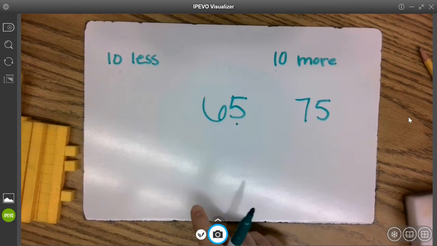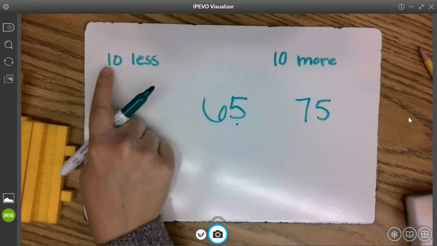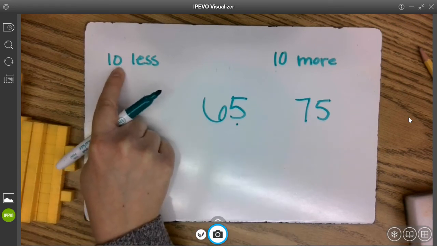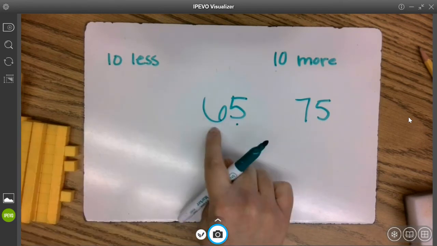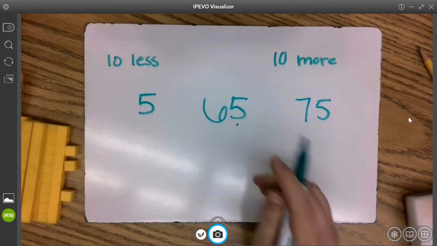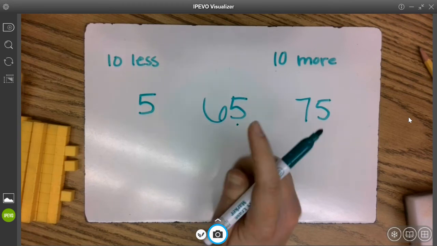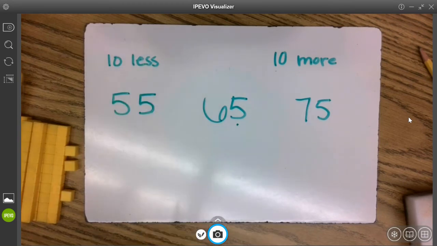10 less means my group of tens, 1 is going away. No ones are going to go away, or are getting less. So my ones are going to stay the same. And my tens are going to get 1 less. What is 1 less than 6, or 6 minus 1? 5. So 10 less than 65 is 55.